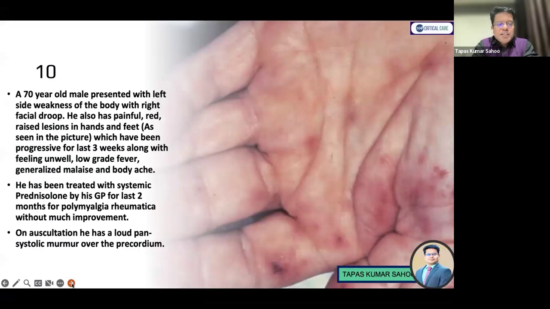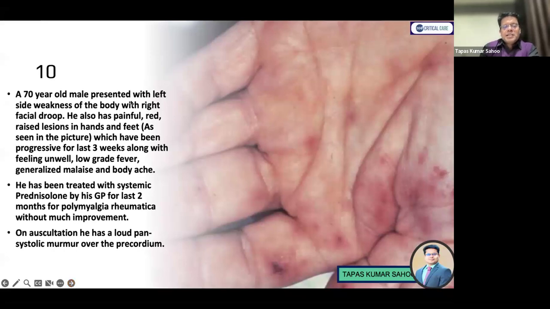He has been treated with systemic prednisolone by his GP for the last 2 months for polymyalgia rheumatica without any improvement. On auscultation, he has a loud pansystolic murmur over the precordium. So they have given you so many clues.